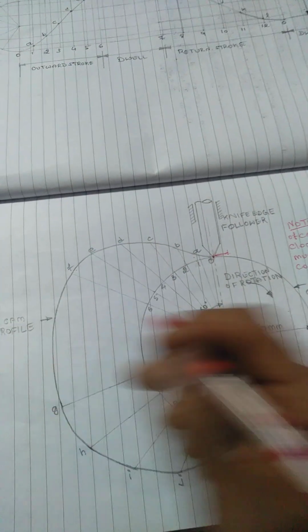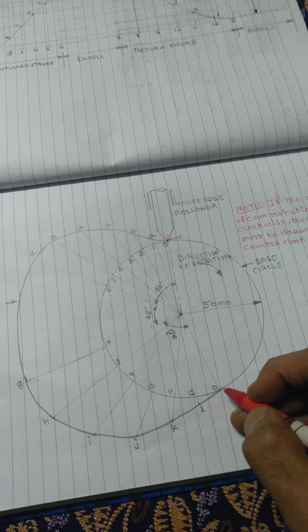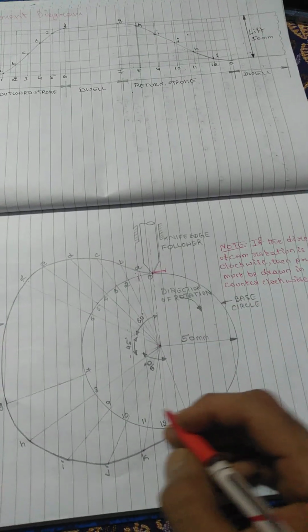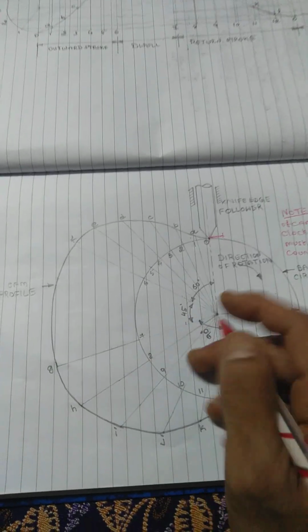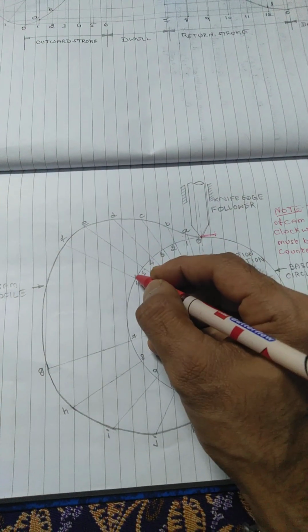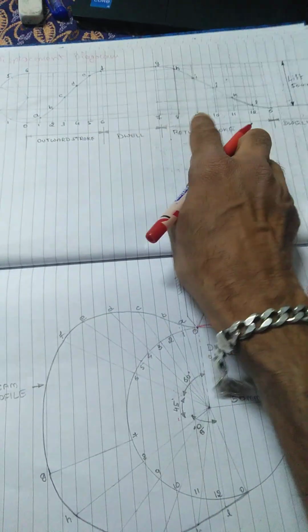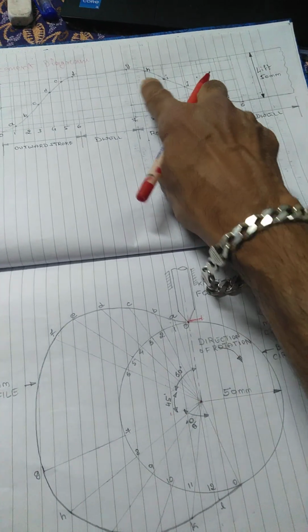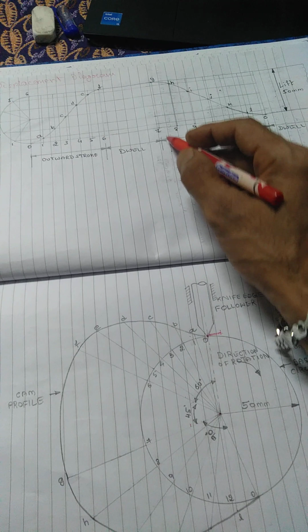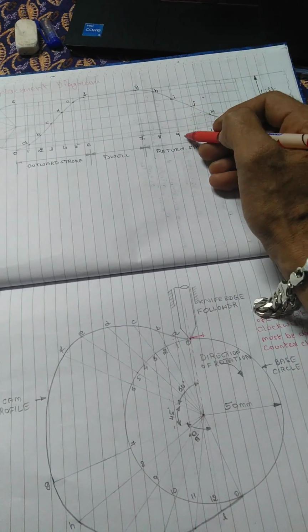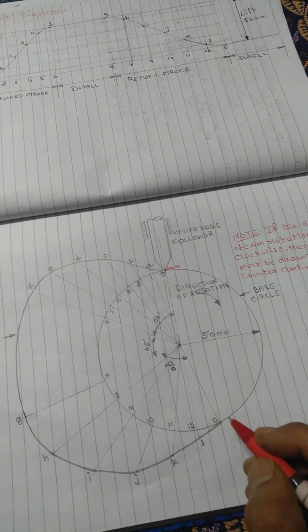Next, 45 degrees from here to here is the dwell. There is no marking. Next, after this 90 degrees, again the return stroke. You have to split the 90 degrees into 6 equal parts. Whenever you measure this one, this measurement and this measurement in terms of length will be the same. So 7 to G, 8 to H, 9 to I, 10 to J, 11 to K, 12 to L and 0 again here.